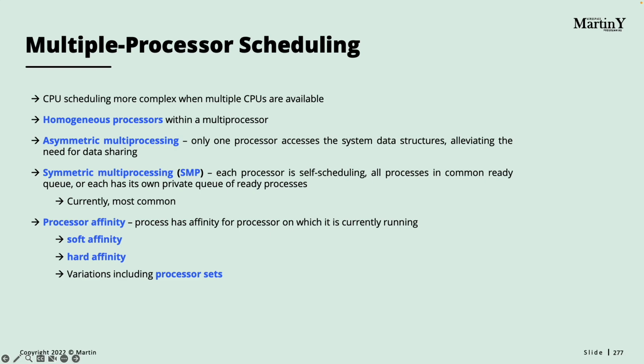The symmetric multiprocessing is completely different. So we have a pool of processes, and we try to balance them between the different cores that we have. So we always want to check whether a core is idle, meaning nothing runs on that core, and make sure that we assign a process to it. But we're going to talk about load balancing as well.